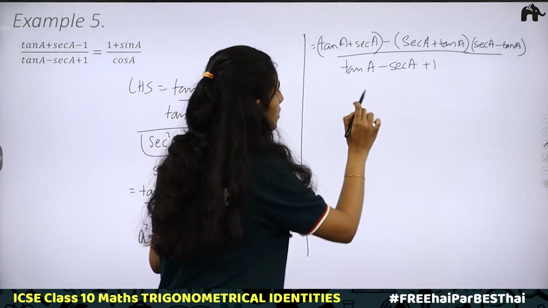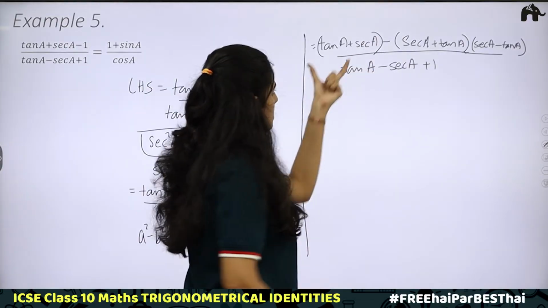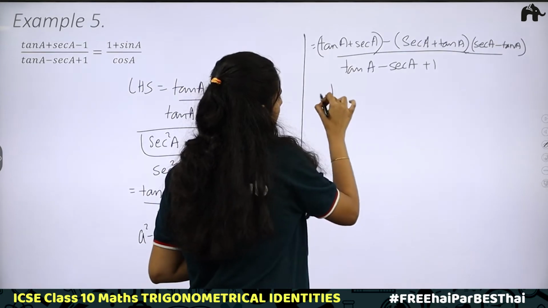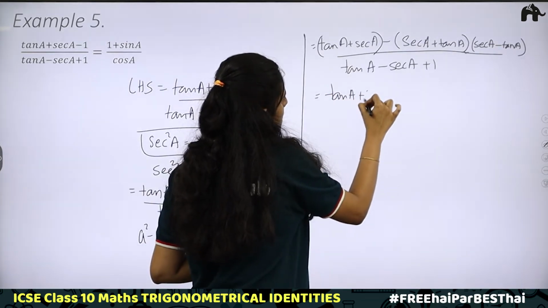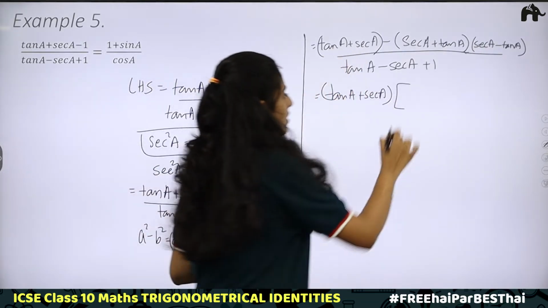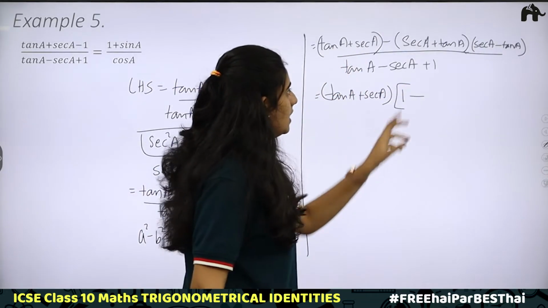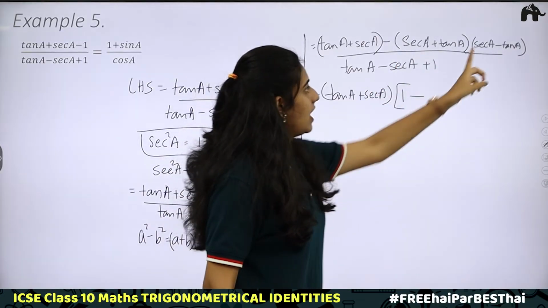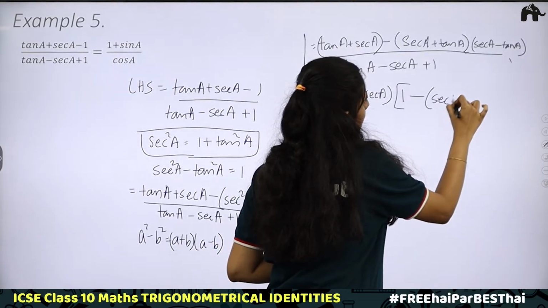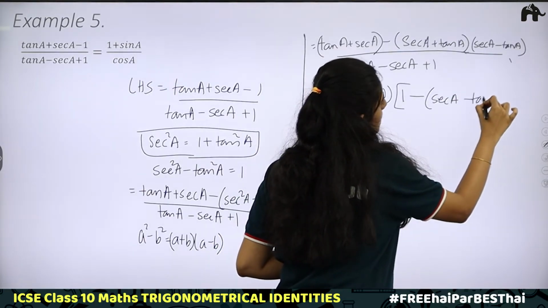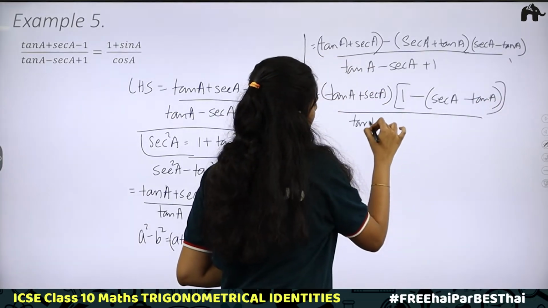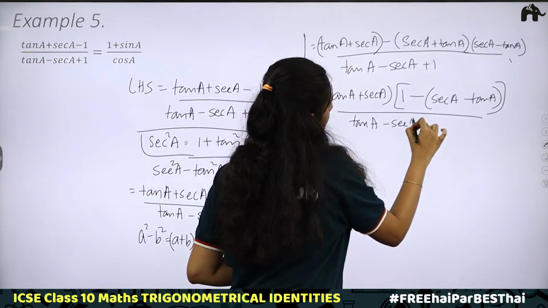Now, taking the common term, tan A plus sec A is common here and tan A plus sec A is also present here. That is, we can take tan A plus sec A outside. When tan A plus sec A is taken from this part, we have 1 minus. Here, tan A plus sec A taken out, we have sec A minus tan A, that is sec A minus tan A divided by the denominator tan A minus sec A plus 1.